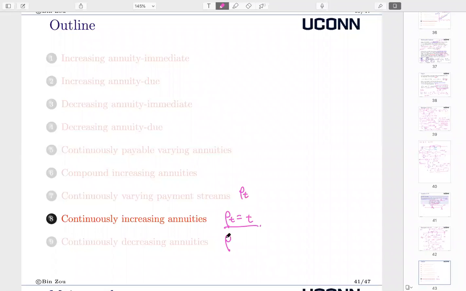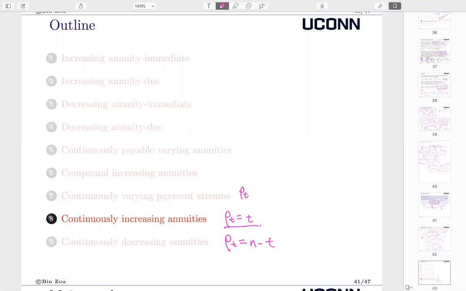At the final part, what we study is this. We study a continuously payable annuity for n years, and the rate of payment is n minus t. So at the very beginning, you have the highest payment rate, that is n, and it gradually decreases.